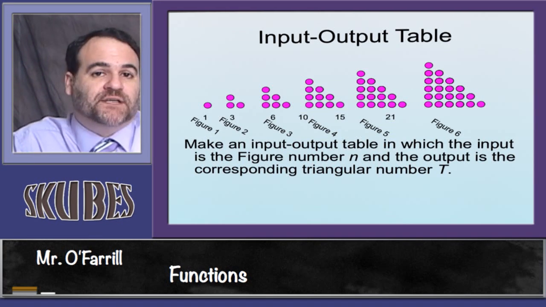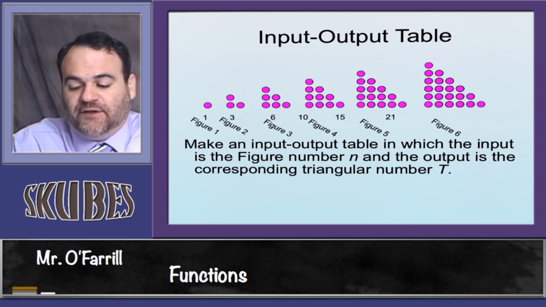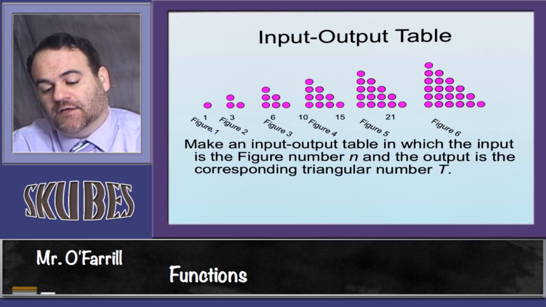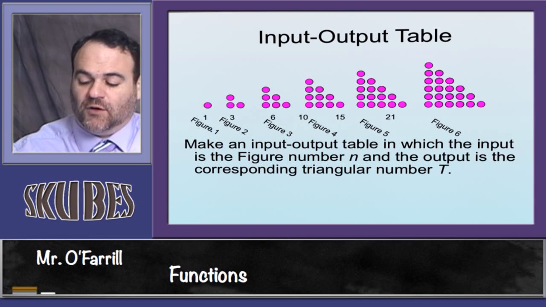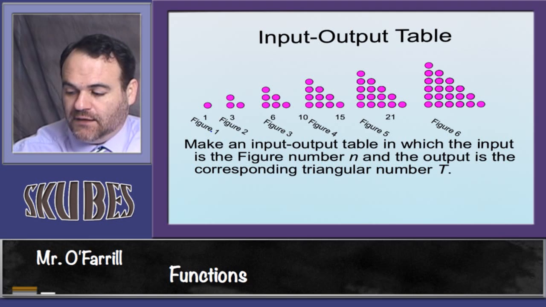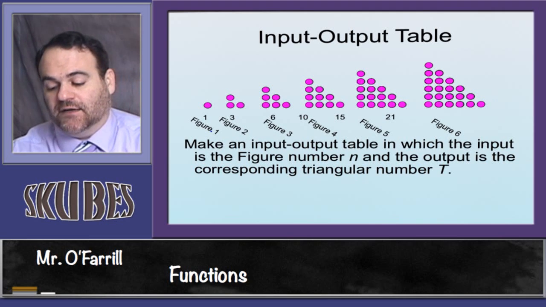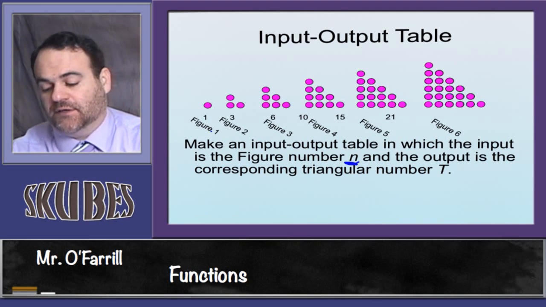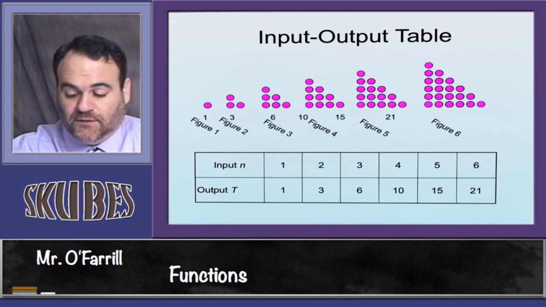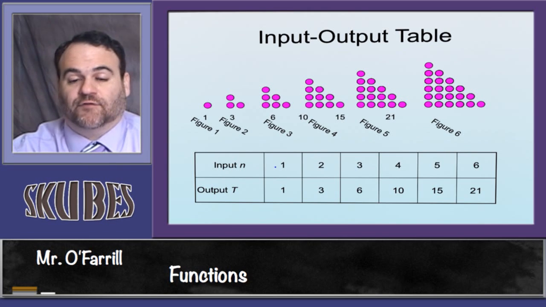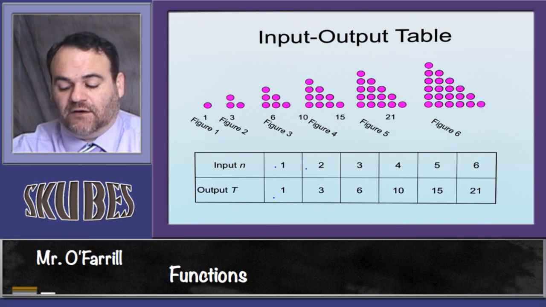So another way to represent is an input-output table. Here's a figure that I put together. The first figure has 1 dot. The second figure has 3. The third figure 6, and so on and so forth. If we want to make an input-output table where the input is the figure number and the output is the number of dots, we could get a table that looks kind of like this, where the input is 1, the first figure has 1 dot, the second figure has 3 dots, the third figure has 6 dots, and so on.